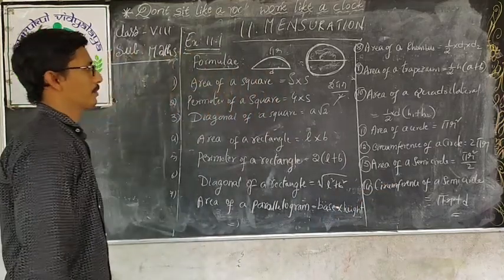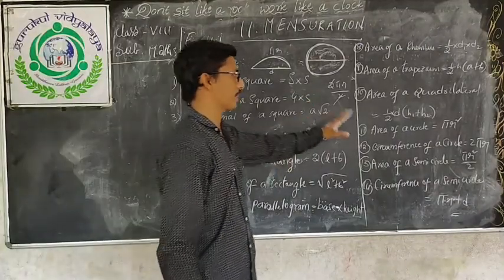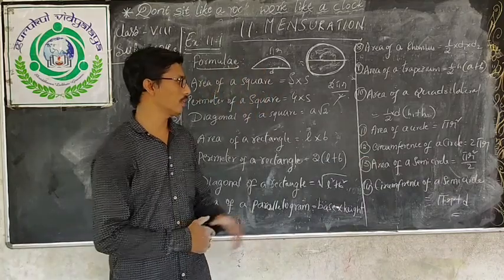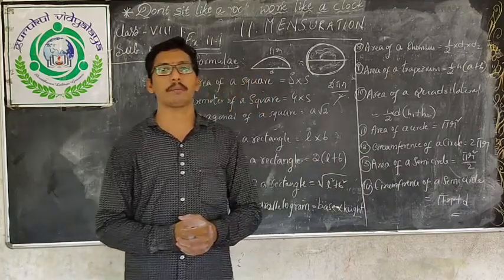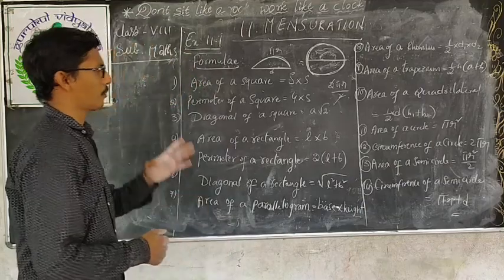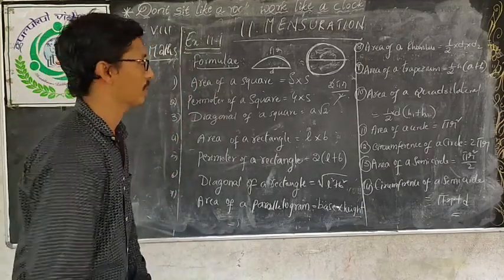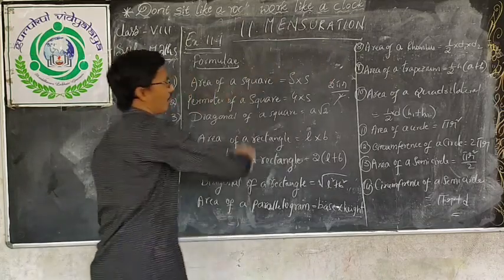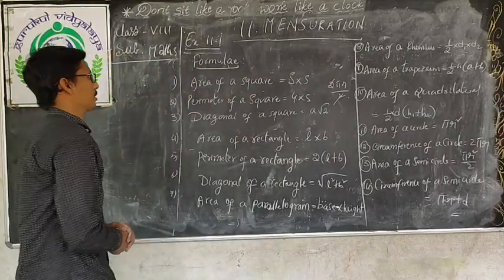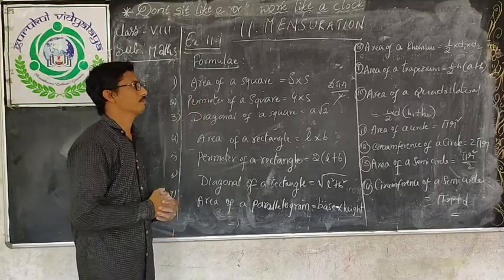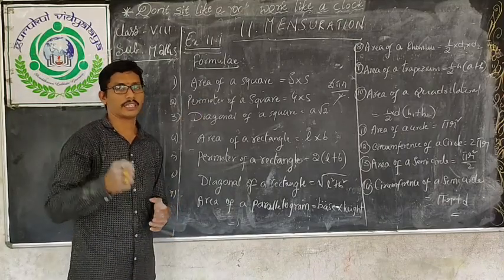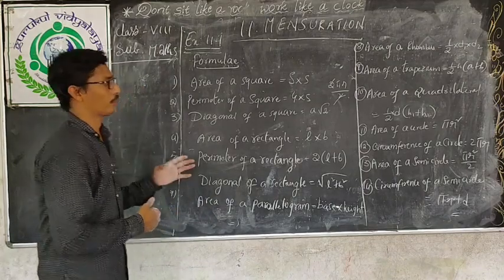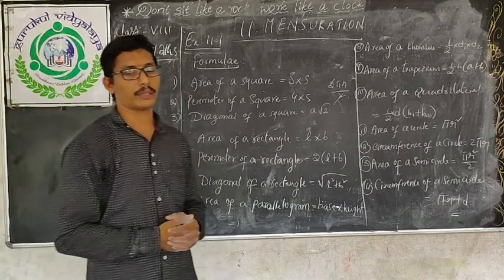So the area of the circle is pi r square. Circumference of the circle is 2 pi r. Area of the semicircle is pi r square by 2, and circumference of the semicircle is pi r plus d. These are very important problems for my children to do. All of you must learn these by heart. Write each formula 2 or 3 times, or up to 5 times. By having it properly, you can solve the remaining problems.